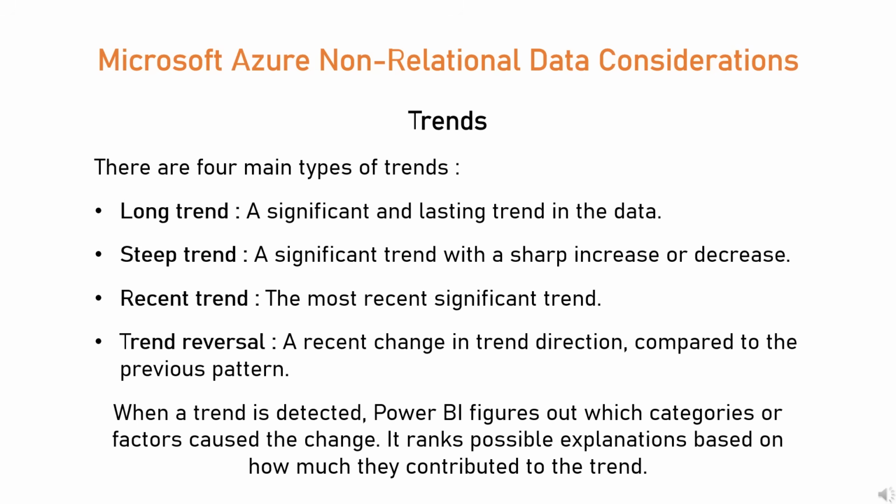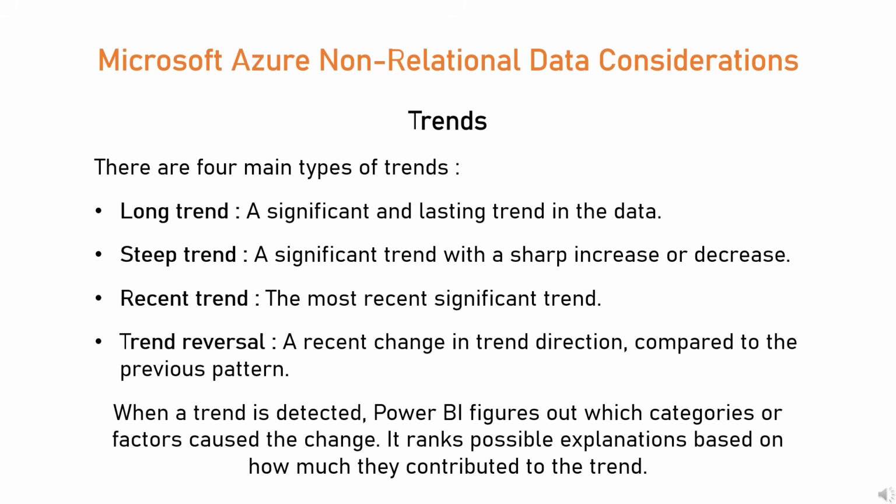There are four main types of trends: long trend, a significant and lasting trend in the data; steep trend, a significant trend with a sharp increase or decrease. Recent trend, the most recent significant trend. Trend reversal, a recent change in trend direction compared to the previous pattern.